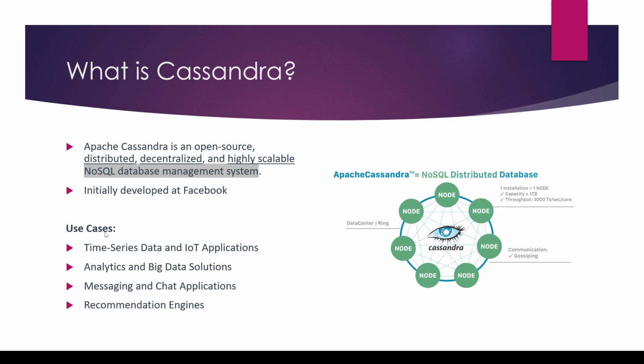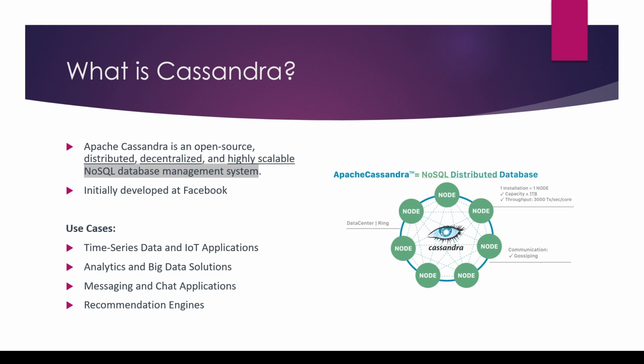Moving on to the use cases, Cassandra is designed to handle vast amounts of data, big data, offering high availability and fault tolerance, which makes it an excellent choice for applications that require continuous operation and uninterrupted performance. So if your application is write heavy, then it could be a right candidate for Cassandra. Cassandra can be used in IoT applications. It supports time series data. It can also be used to develop big data solutions. Cassandra can be used to run analytics. It is used in messaging and chat applications, recommendation engines, and so on.